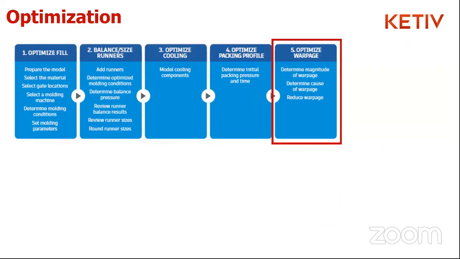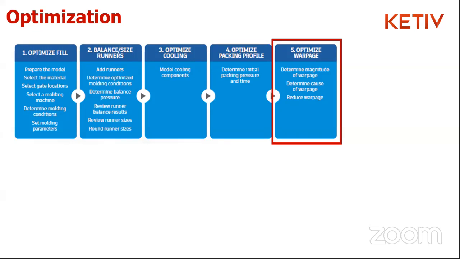Now, again, when we talk about optimization in Moldflow and optimization of your injection molding process, you can optimize this throughout the process, right? You can optimize the fill process, the runner balancing, or the runners. You can optimize the cooling part of it. You can optimize the packing profile, and you can optimize the warpage part of it.